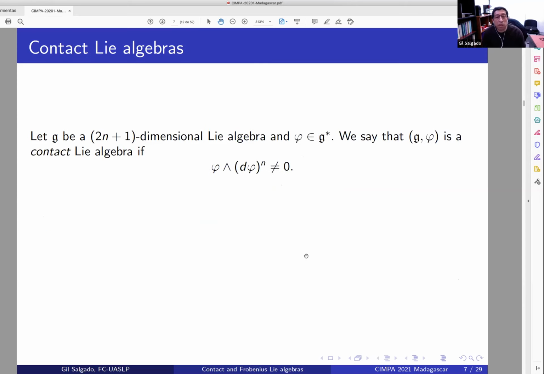Okay, a contact Lie algebra is an odd-dimensional Lie algebra, and we assume that there exists a special one-form, phi, satisfying that this wedge product is not trivial.